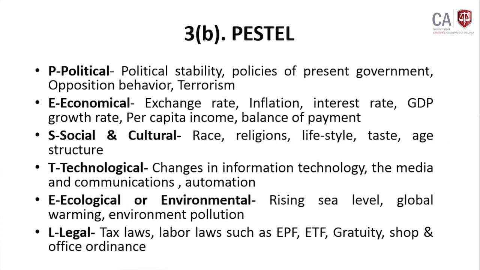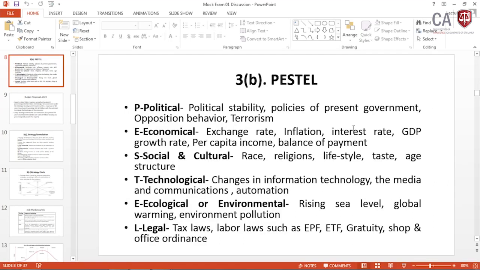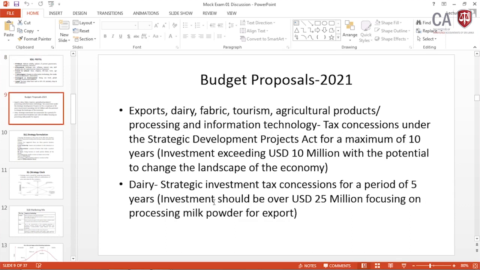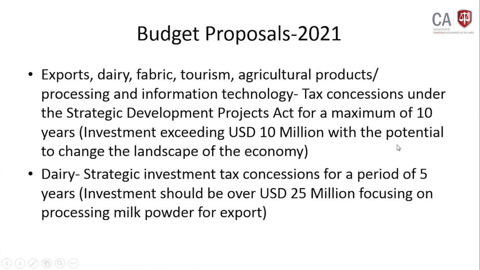Right. So, what are the factors we can consider under the political environment? First of all, we look at the political environment. So, do we have a stabilized government? Yes. Now, we have a 2/3 majority government. Political stability is there. Right. So, what about the business policies of the government? So, what are the affecting policies? I look at the budget proposals 2021. There are a few proposals affecting this industry.